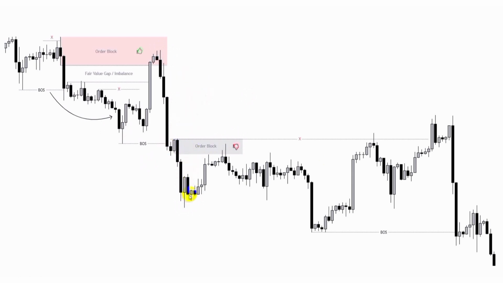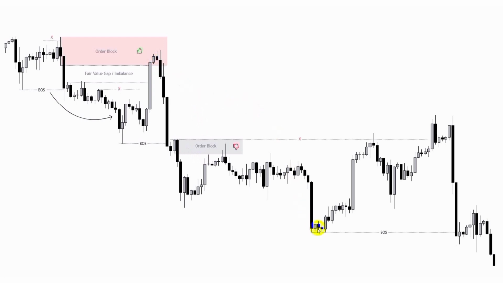Now we can see that price actually returned to mitigate it, because this is actually an order block. It left a fair value gap. Price returned, mitigated it, and fell to the downside. But I would not advise you to take entry from such order blocks that are not within the equilibrium price level or premium price level in a bearish market condition.